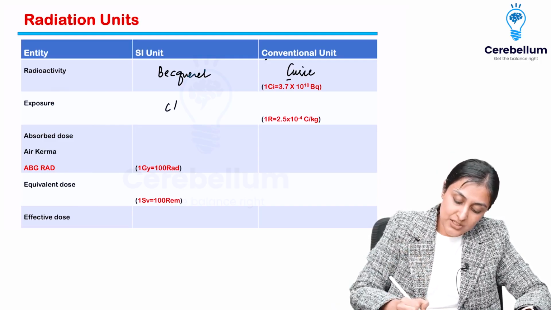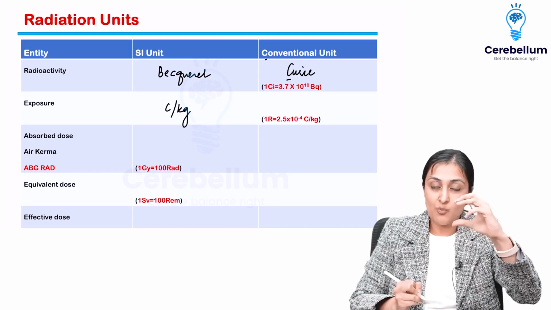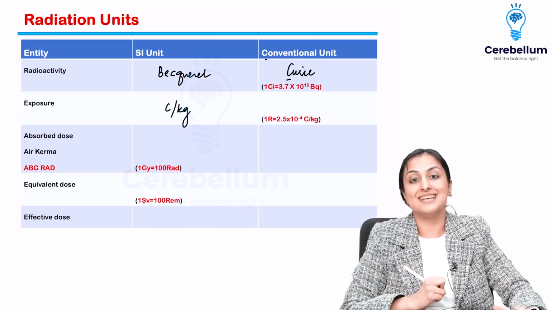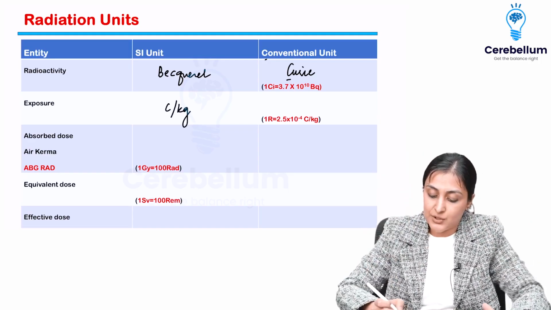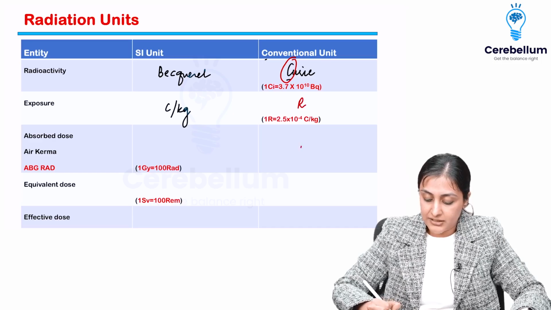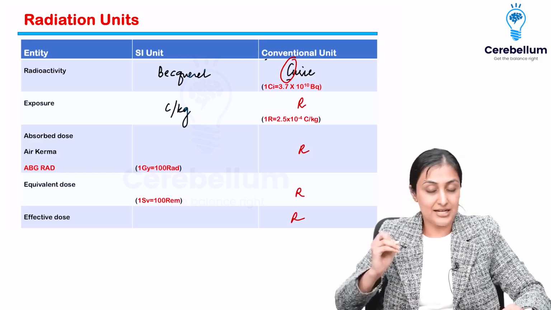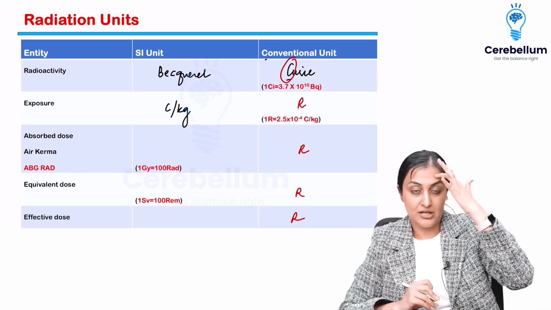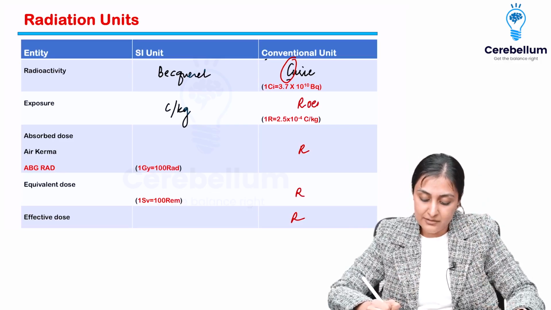The SI unit is coulomb per kg. How much charge per unit mass? That is the SI unit. Now the trick to remember: one was C is C. Now, all of the other conventional units are going to be starting with R. So, that's the first trick. So, here, who is the conventional unit?